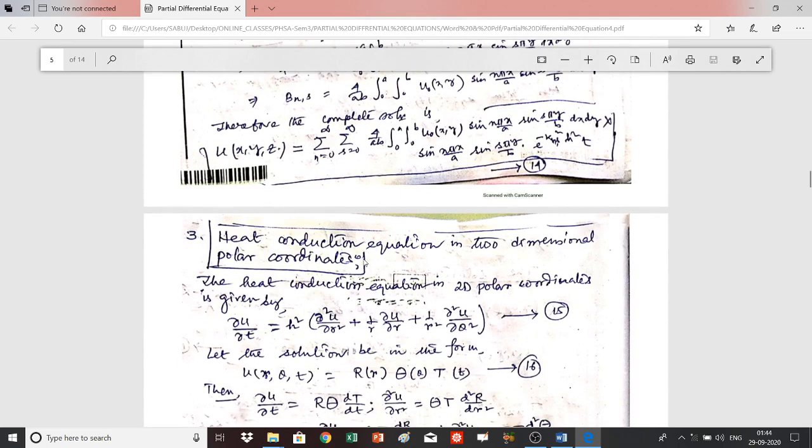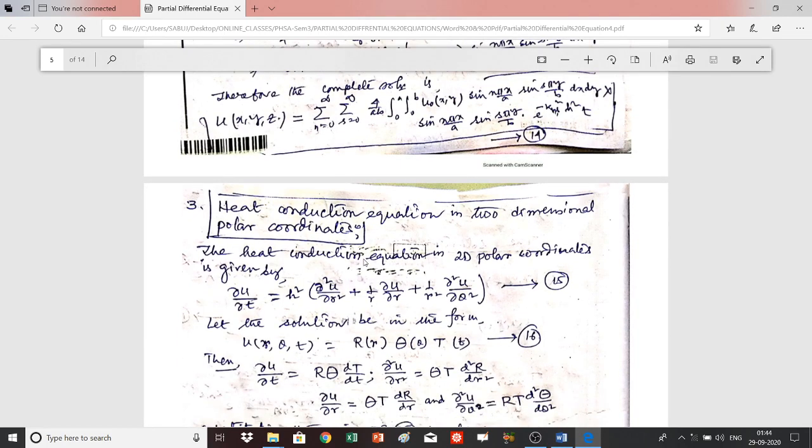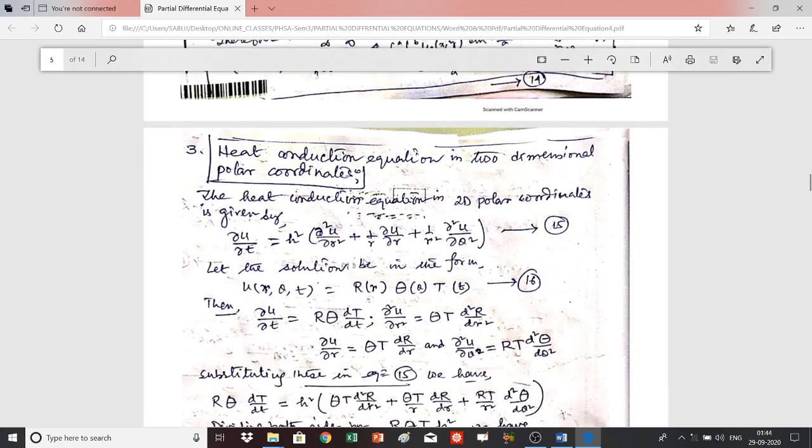Now come to the third one, that is the solution of the conduction equation in two-dimensional polar coordinates. You already know that in the case of two-dimensional polar coordinates, the Laplacian operator is given by del 2 by del r square plus 1 by r del by del r plus 1 by r square del 2 by del theta square. If you use this Laplacian operator in the two-dimensional heat conduction equation, that will lead to del u by del t equal to h square times del 2 u by del r square plus 1 by r del u by del r plus 1 by r square del 2 u by del theta square. This is equation number 15.